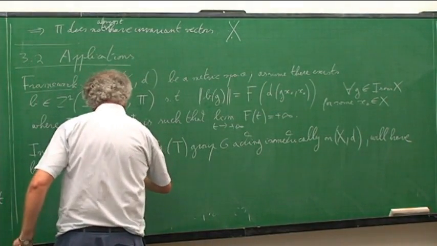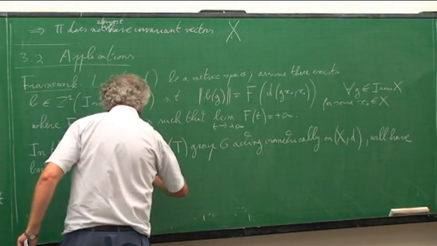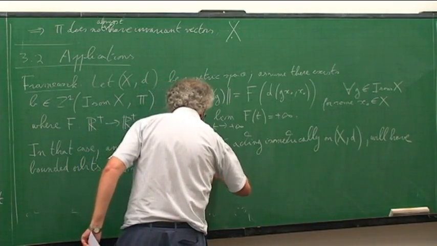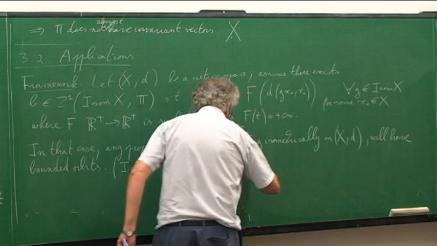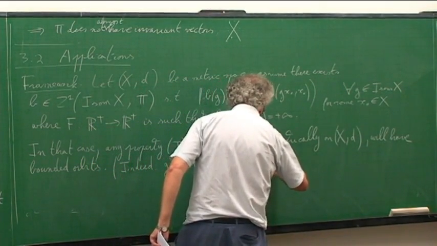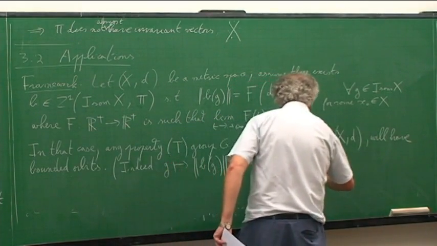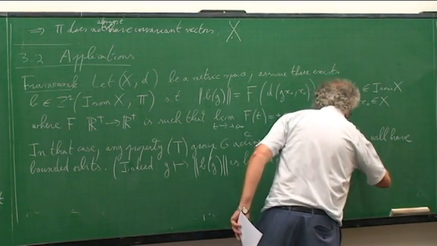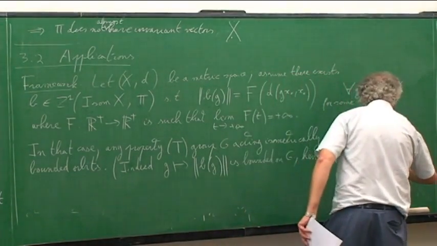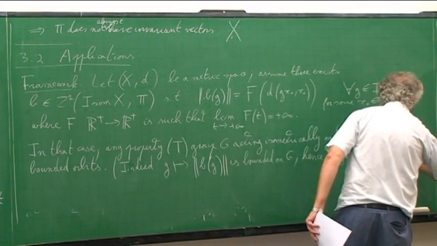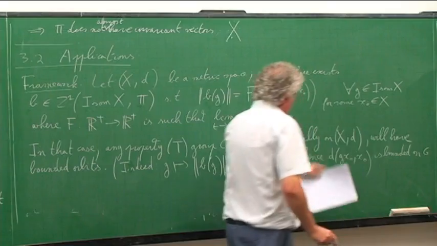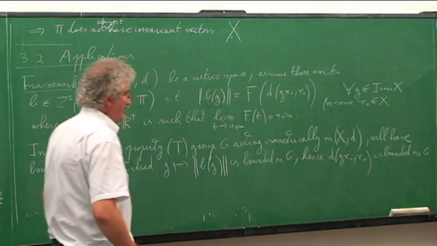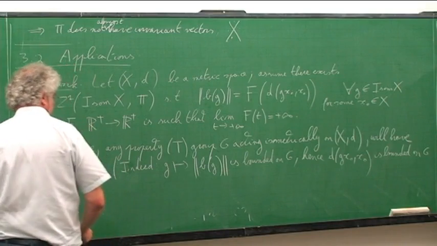So let me spell this out. So g goes to the norm of b_g is bounded on G, hence the distance between g x naught and x naught is bounded on G. So this means that the orbit of x naught is bounded, and since we deal with isometries, every orbit is bounded.